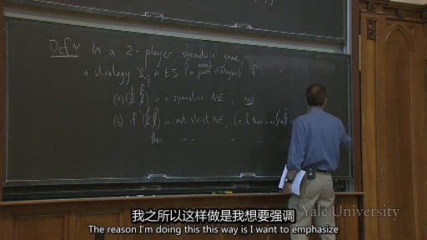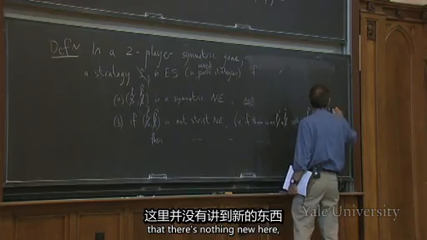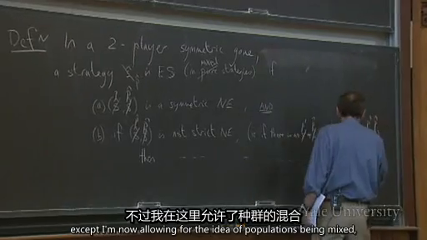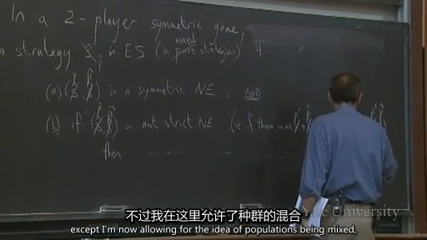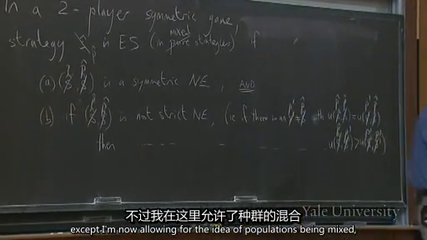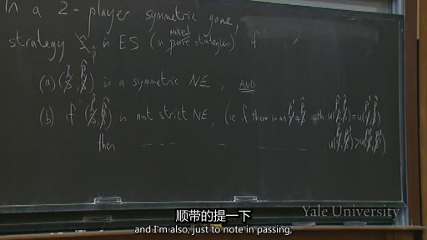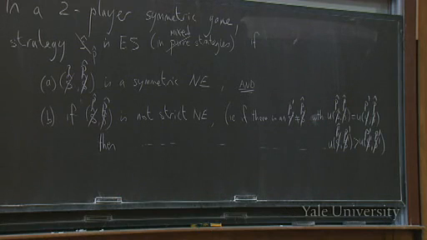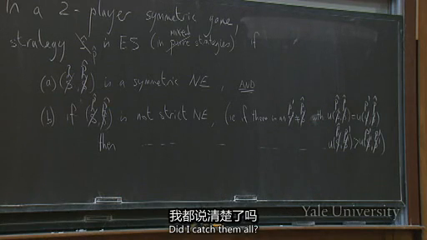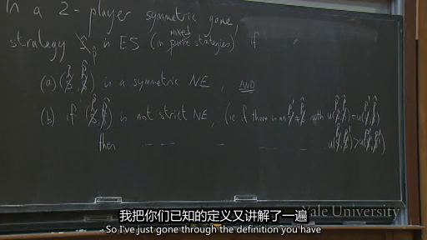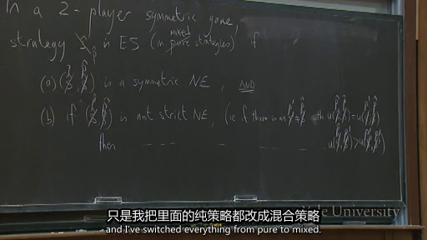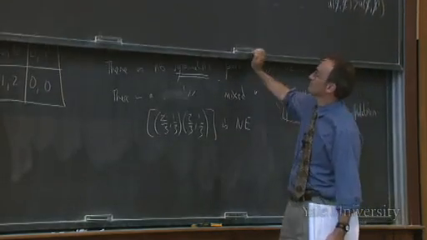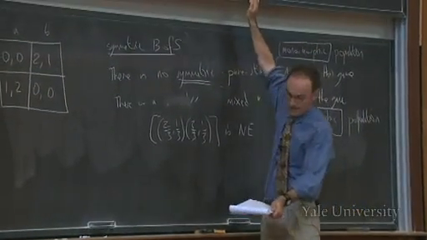The reason I'm doing it this way is I want to emphasize that there's nothing new here. I'm just writing down the same definition as we had before, except I'm now allowing for the idea of populations being mixed. And I'm also, just note in passing, allowing for the possibility that a mutation might be mixed. Did I catch them all? I've just gone through the definition you have, and I've switched everything from pure to mixed. Let's lift it up there again.